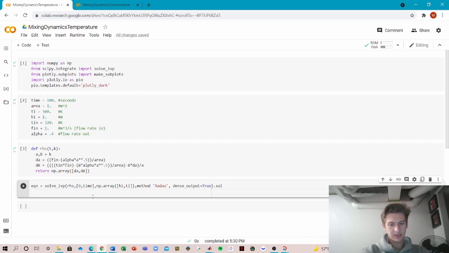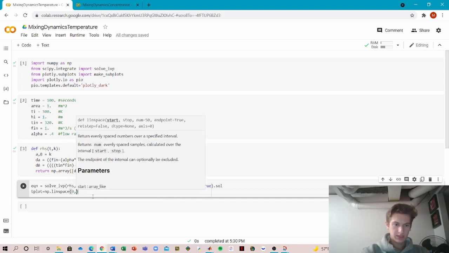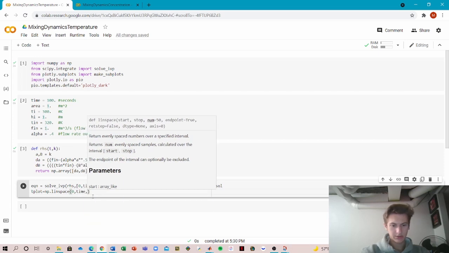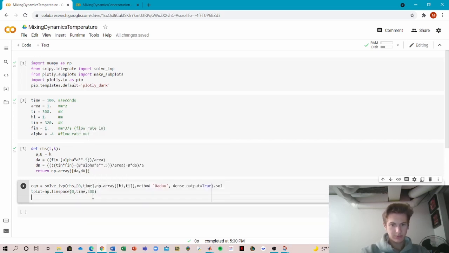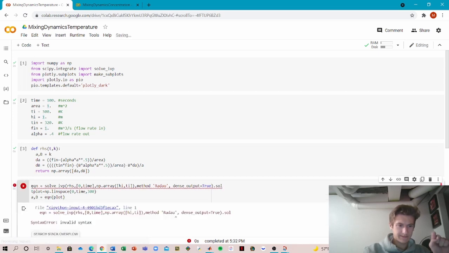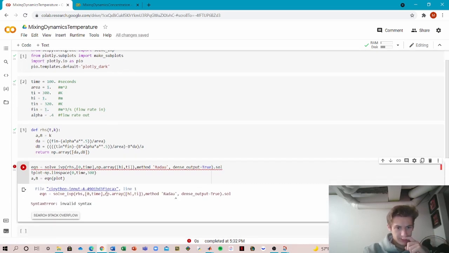Alrighty, now let's name it tplot because it's temperature, equals numpy dot linspace, setting up all the points and intervals, time, comma, 300. Bang. A, B equals EQN, and there is our plot. But we still need to do the figure and subplot. So there we go. Let's run that.